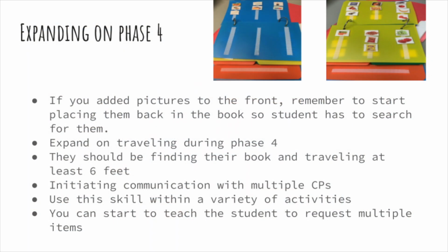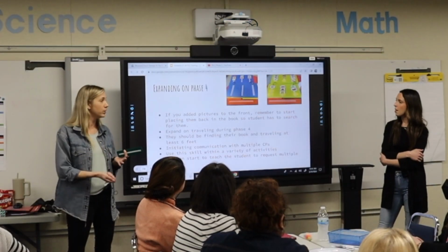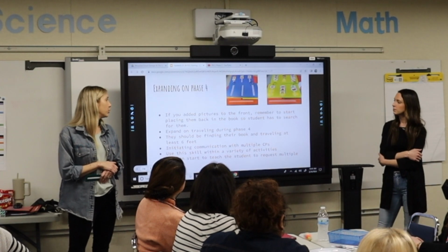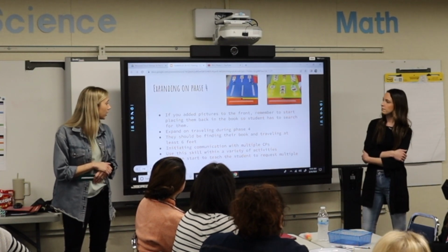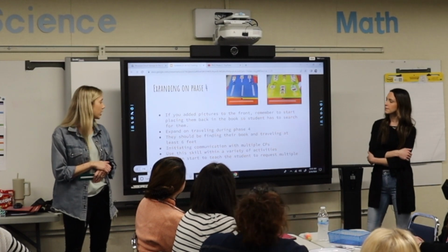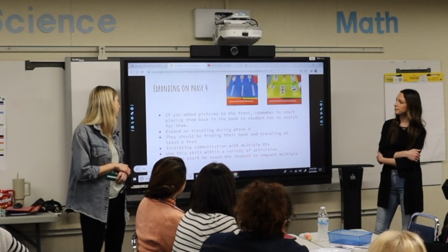And then, if you added pictures to the front of the book, remember to start placing them back inside the book. Like I said, expand on traveling during stage 4. So again, we're going to want them to discriminate, travel, and then go into their book. They should be able to find their book and travel at least 6 feet. They're initiating communication with multiple communication partners, and you can use this skill within a variety of activities.